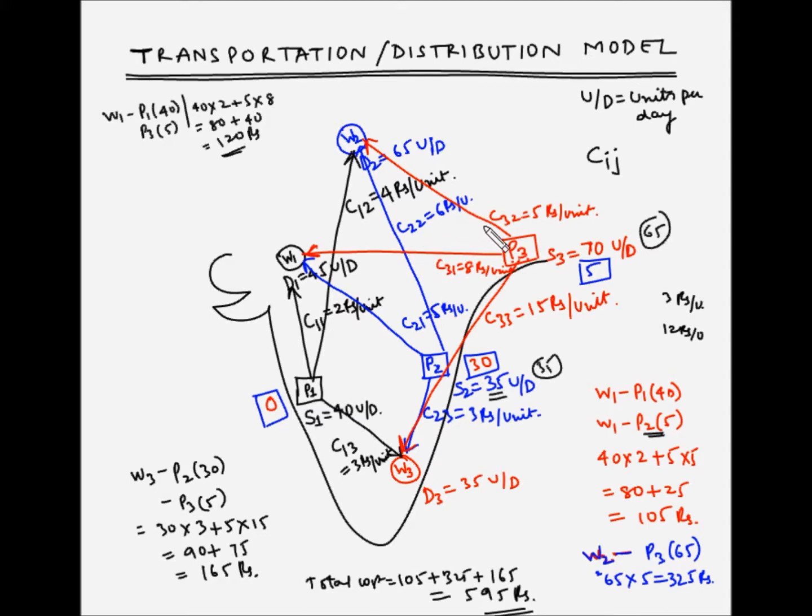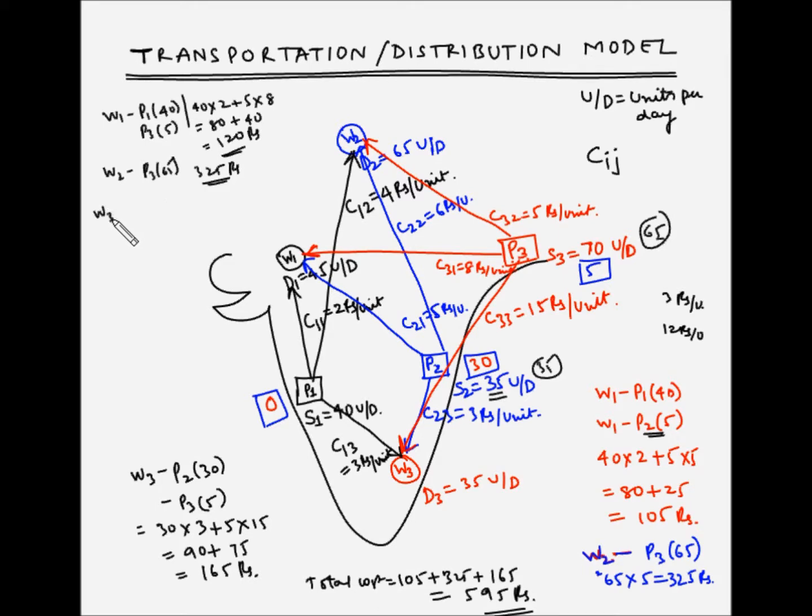P3 appears to be lowest, which is 5 rupees per unit. The demand at W2 is 65 units, while the supply availability at P3 is also 65. So again, we would decide to ship 65 units from P3 to W2. So this remains the same. So W2 would get 65 units from P3 at a cost of 325 rupees.